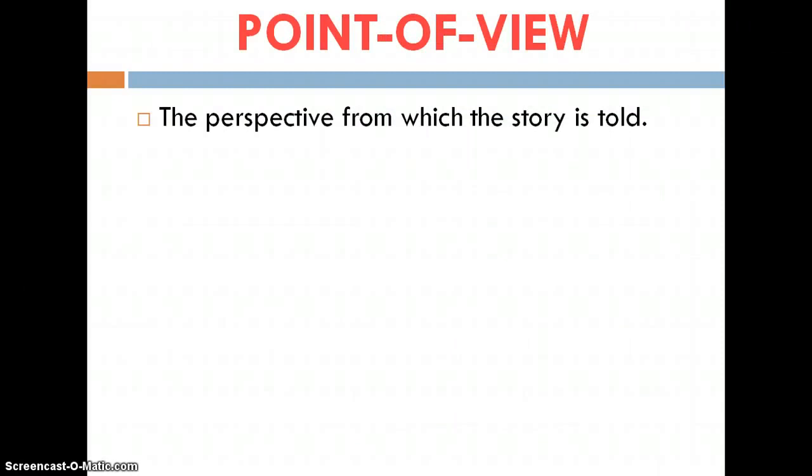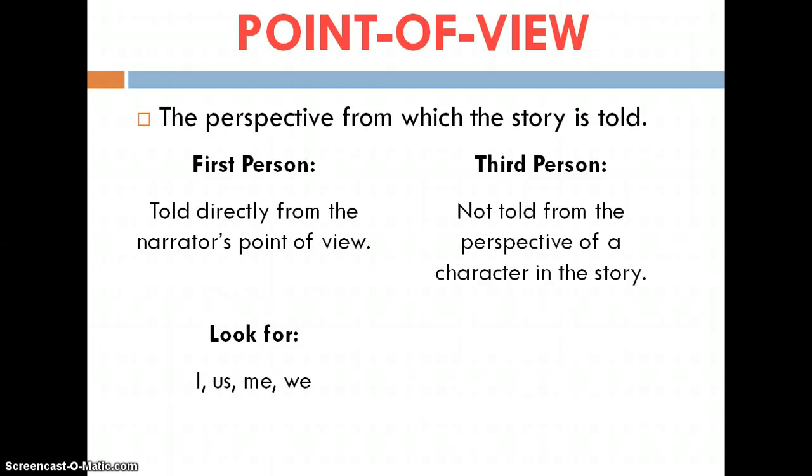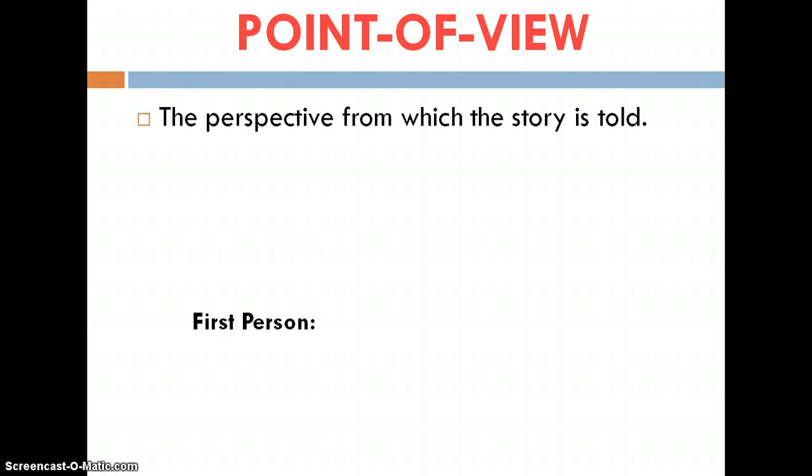Point of view is one of your terms. That's the perspective from which the story is told. You've got first person. That's told directly from the narrator's point of view. Look for words like I, us, me, we, like the narrator is in the story talking to you. Third person's different. Third person's not told from the perspective of a character in the story. It'll only be he, they, or talking as though it's a neutral voice of all the characters. So you've got first person and third person.